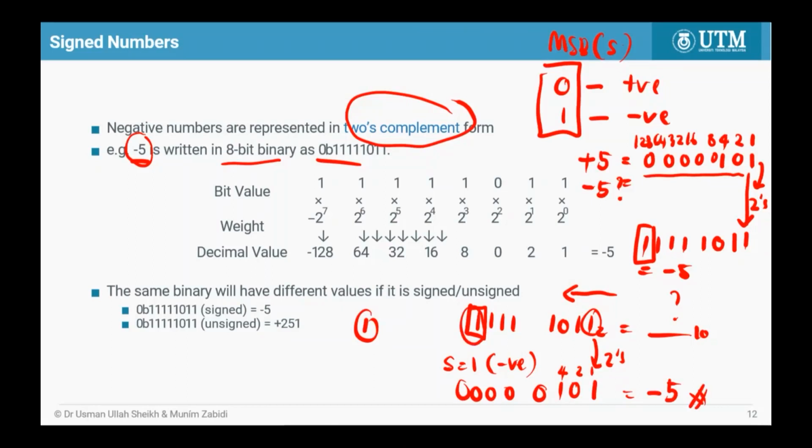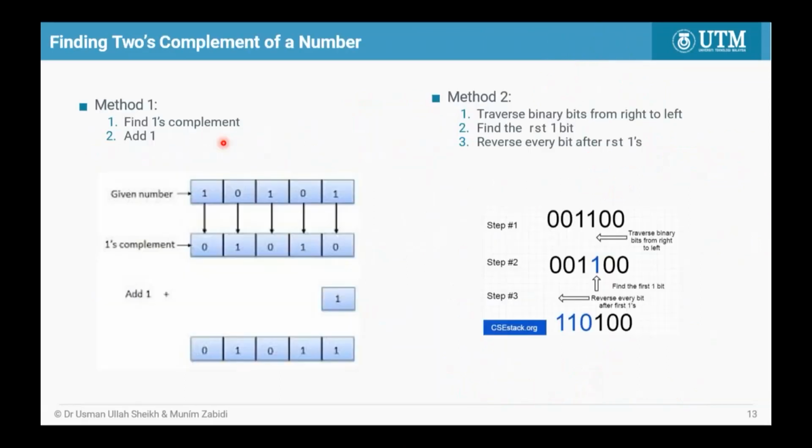For example here, we have this unsigned number, the same value, the same number here, but it is an unsigned number. So what you're going to do? Because this is an unsigned number, you simply calculate, multiply the weightage, and you will obtain 251. The same value, but if it is a signed number, it will represent negative 5. If unsigned number, it will represent 251. So this is how to do two's complement.